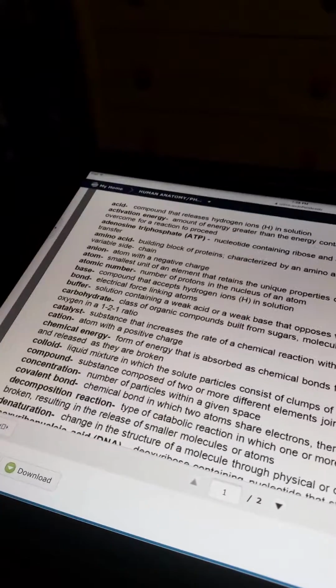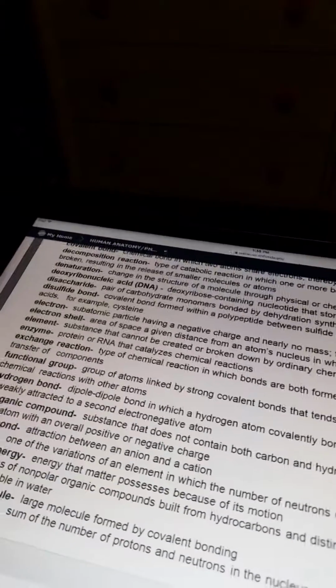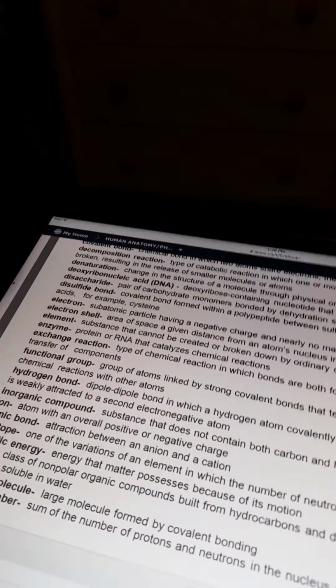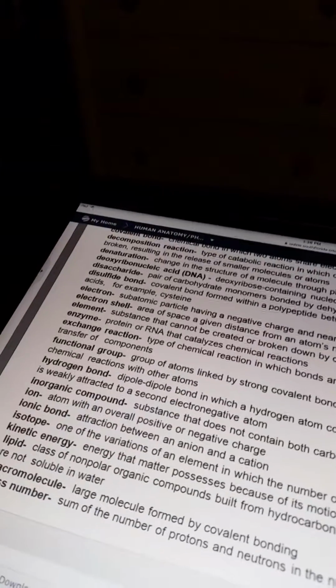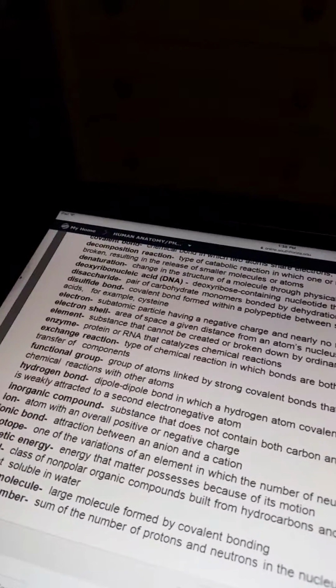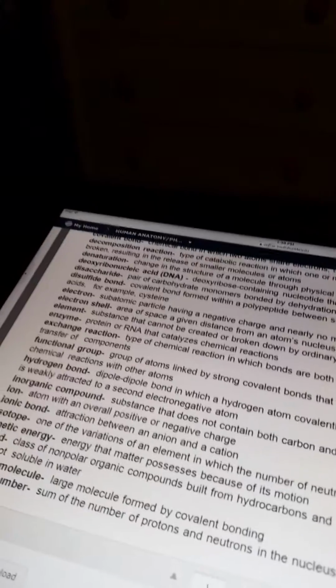Covalent bond, chemical bond in which two atoms share electrons, thereby completing their valence shells. Decomposition reaction, type of catabolic reaction in which one or more bonds within a larger molecule are broken, resulting in the release of smaller molecules or atoms. Denaturation, change in the structure of a molecule through physical or chemical means. Deoxyribonucleic acid, DNA.